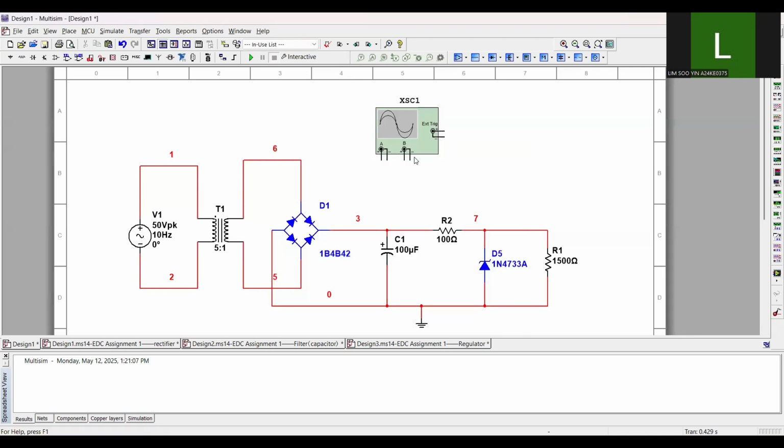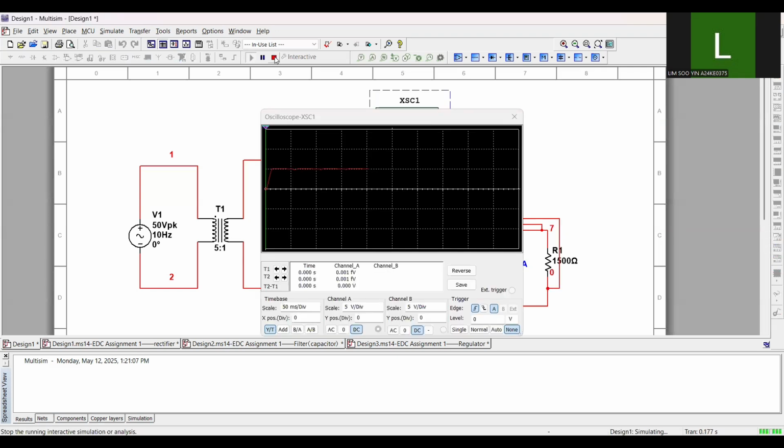Lastly, I connect the oscilloscope to the terminal of the load resistor to observe the final output voltage waveform. We can see that the output is a constant voltage around 5.1 volt, which matches the Zener voltage, indicating that the regulation is working perfectly.